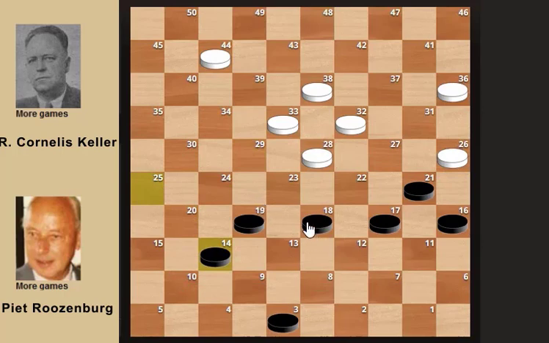We have this position. And then Keller replied to this move by playing 36, 31. I think this move is a weak move. This is a weak move. Now, if you draw the square from the current piece, Roozenburg's piece at 14.